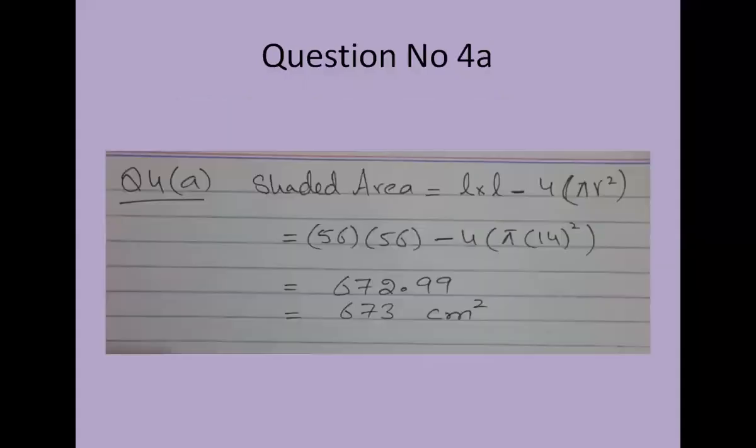And here we go. So shaded area is length into length. That will be 56 multiply 56 minus 4 times the area of a circle, that will be pi r square, and the radius of that circle will be 56 divided by 4, and that will be 14. So the radius of that circle is 14. So pi r square is the area of the circle, and we will use the calculator. You will enter 56 multiply 56 minus 4 multiply pi multiply 14 square equals to, and that will be 672.99, which will be approximately 673 centimeter square.